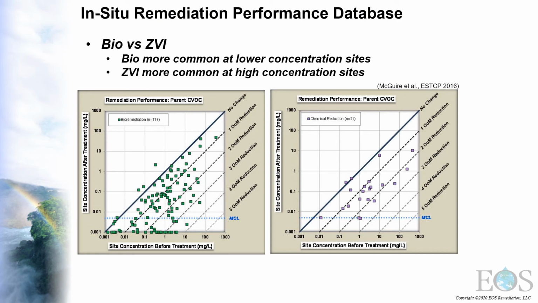So how would we consider marrying these two technologies? What's the differentiation here? And how can we determine when best to utilize both technologies or when we might think about combining them? So here I'm showing a database that was put together by Travis McGuire at GSI Environmental. And I want to start on the left-hand side with the bioremediation graph. So the graph there shown with the little plots in green. Each one of those green dots is a site where we are measuring the concentration of chlorinated solvents before treatment and after treatment. And then the dashed lines that are running diagonal on the graph, those are orders of magnitude reduction.